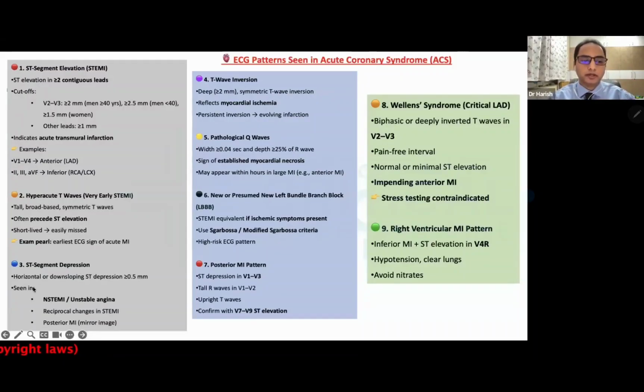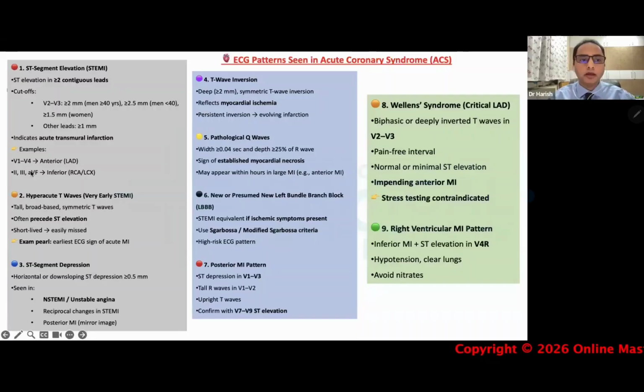Then ST segment depression, horizontal or downsloping ST depression of more than or equal to 0.5 millimeter. Seen in STEMI, unstable angina, reciprocal changes in STEMI or posterior MI. So it is a mirror image.